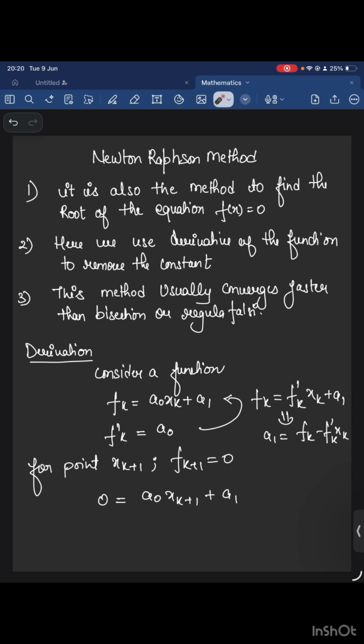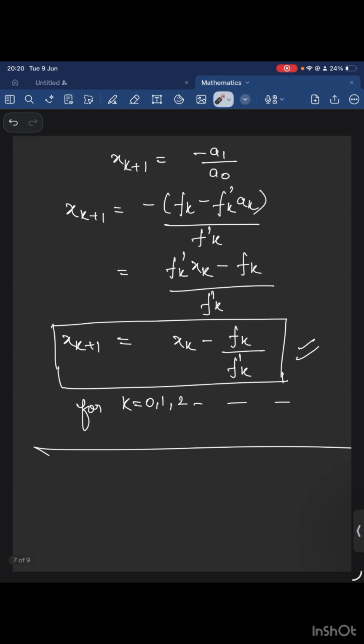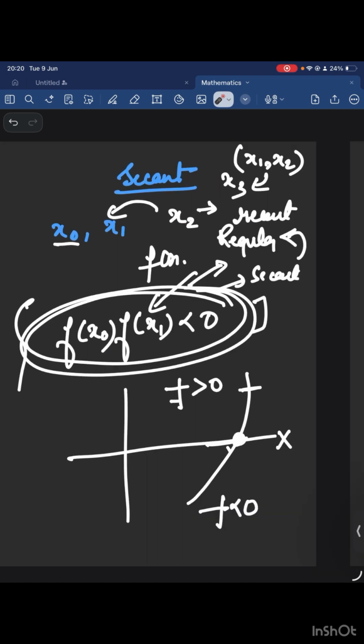Just a basic thing you should remember, this is a derivative method. Here we are going to find the derivations, or you say derivatives or differentials. It is also a method to find the root of the equation f of x equals 0. Here we use the derivative of the function. This method usually converges faster than the bisection or regula falsi. I'll show you how this Newton-Raphson method is working.